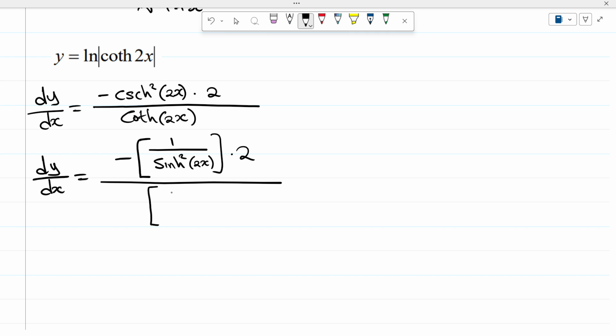So that's going to be hyperbolic cosh of 2x divided by hyperbolic sine of 2x. And then if we change this division sign to a multiplication sign, then of course we'll have to make this denominator the numerator, and the numerator becomes the denominator, like that. So at the end of the day you're going to have something like -2.